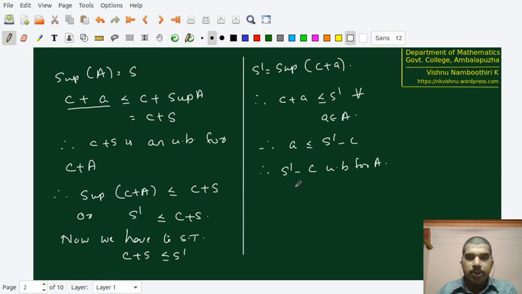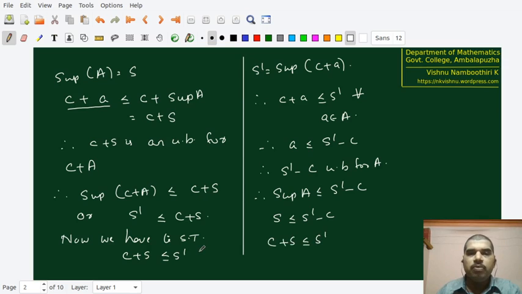Supremum is going to be less than or equal to upper bound. Therefore, supremum of A is less than or equal to S prime minus C. But supremum of A, we named it as S. So S is less than or equal to S prime minus C, or C plus S is less than or equal to S prime. So we established that C plus S is less than or equal to S prime, but we already have inequality 1 and inequality 2. Therefore, both these inequalities together imply that S prime is equal to C plus S. So we establish our claim.